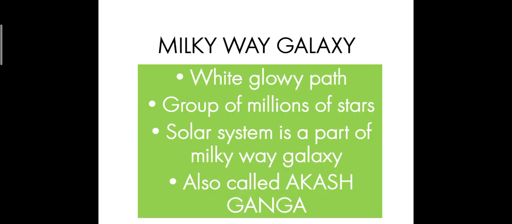Children, next is the Milky Way galaxy. It is the white glowy path in the sky. It is a group of millions of stars. The Milky Way galaxy is a group of millions and millions of stars, children. The solar system is a part of the Milky Way galaxy. So it is very huge. And the Milky Way galaxy is also called Akash Ganga.